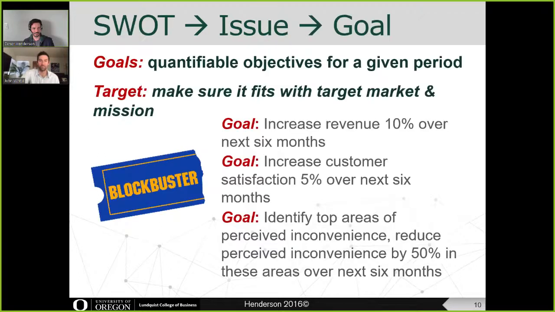So once you have the right goals, the tactics kind of take care of themselves. But if you are just focused on revenue, you're just going to open up another store, and maybe that even increased satisfaction because there's a store that's closer to you.